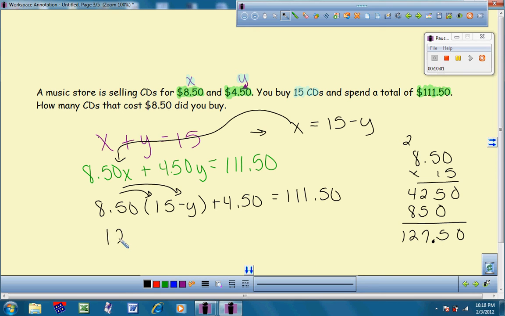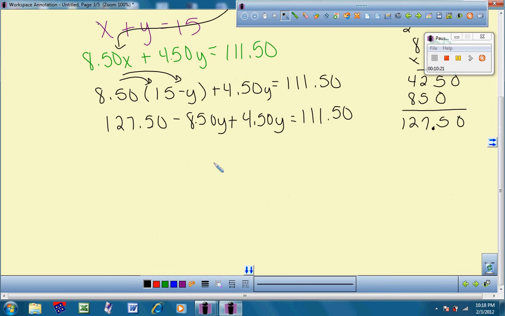We would get 127.50 minus 8.50y plus 4.50y equals $111.50. Combine like terms, negative 8.50y plus 4.50y. So we would get 127.50 minus 4y is going to be equal to $111.50.